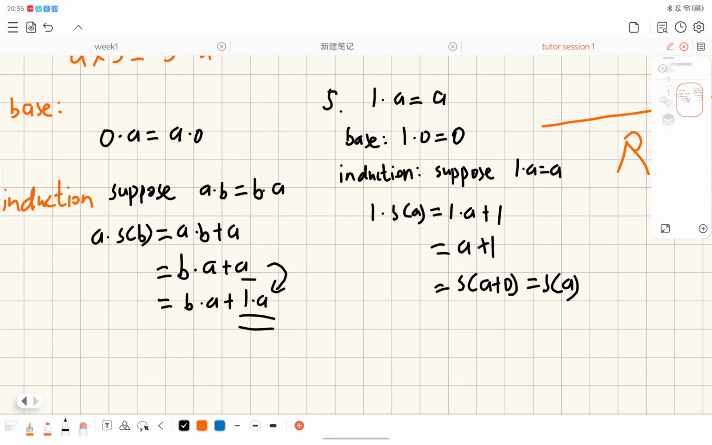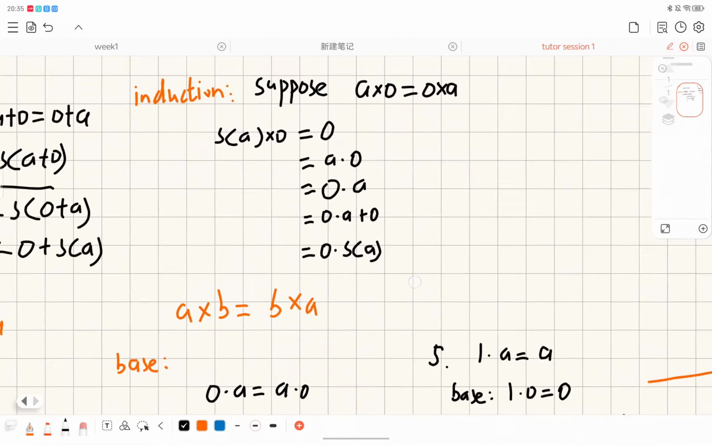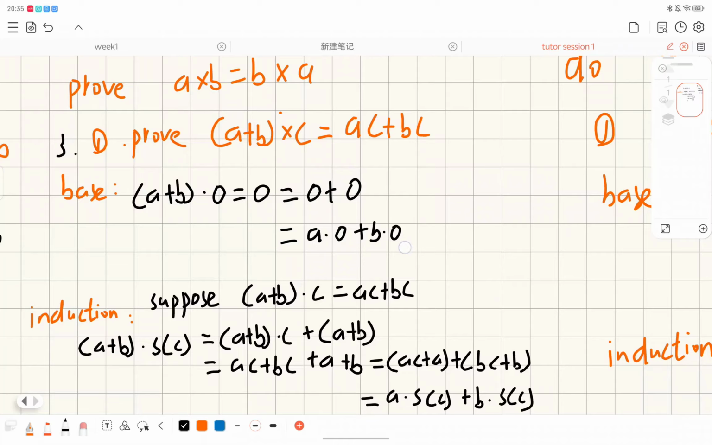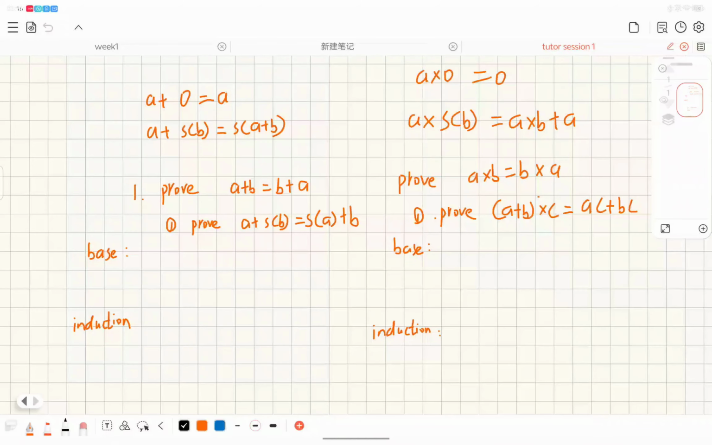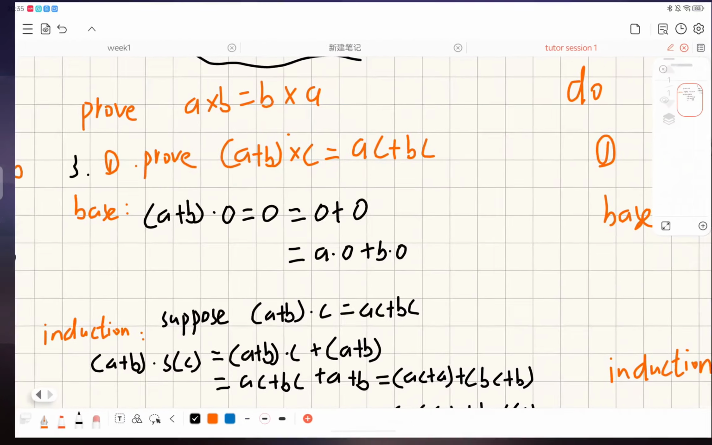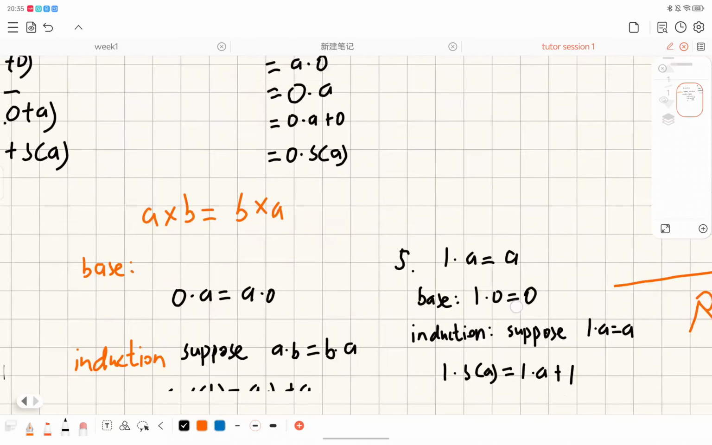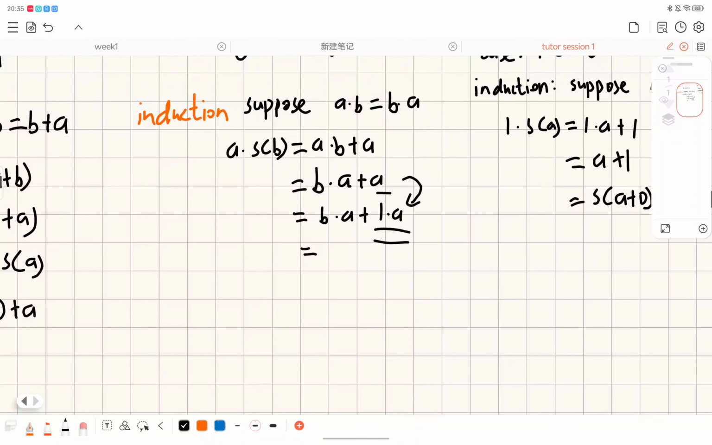And then after we prove this one, according to lemma 5, we can convert A to 1 times A. And then again, we can go back to our lemma 3. For lemma 3, we proved that (A plus B) times C equals AC plus BC. So for now, we have (B plus 1)A. So this one equals (B plus 1)A.